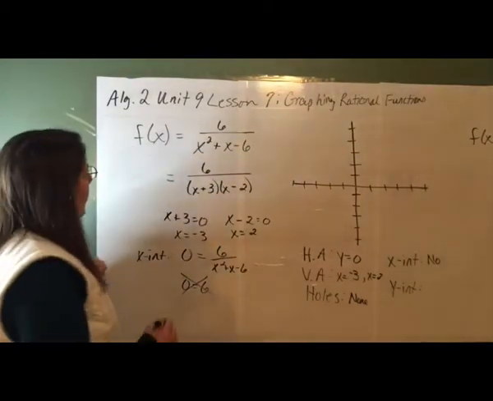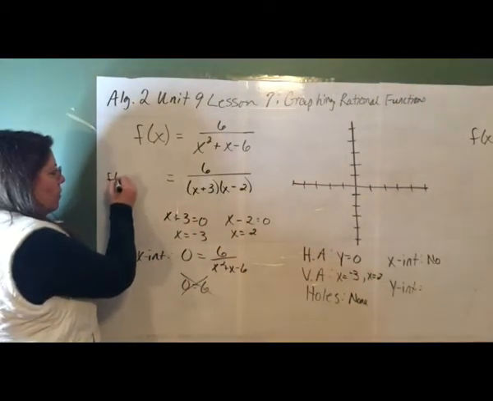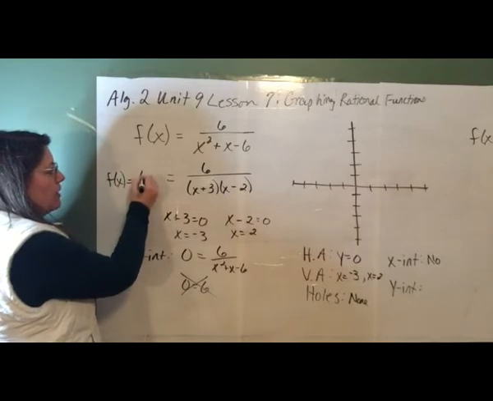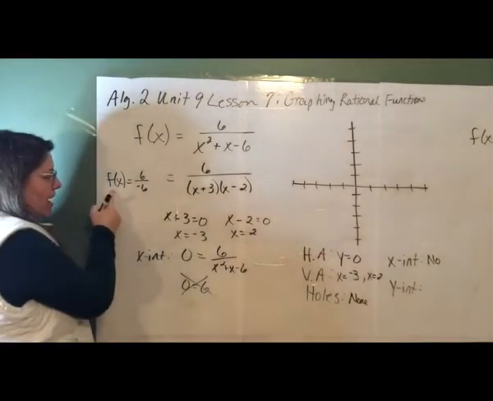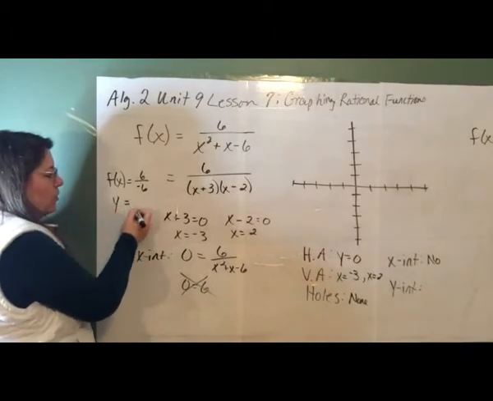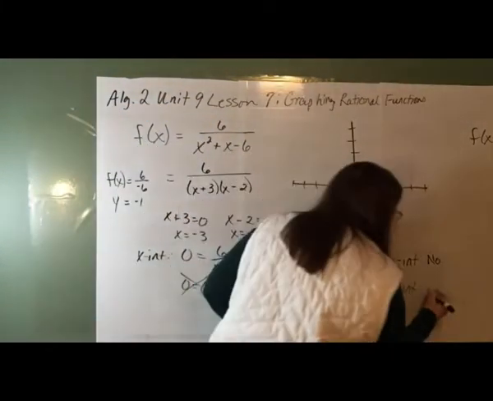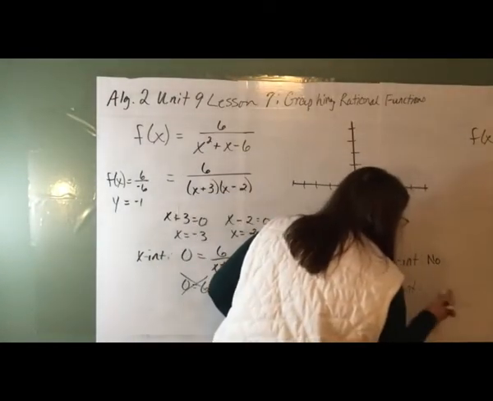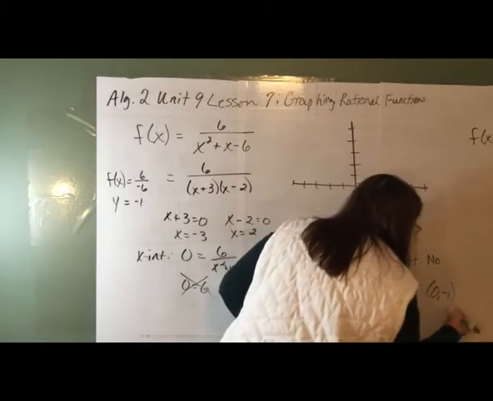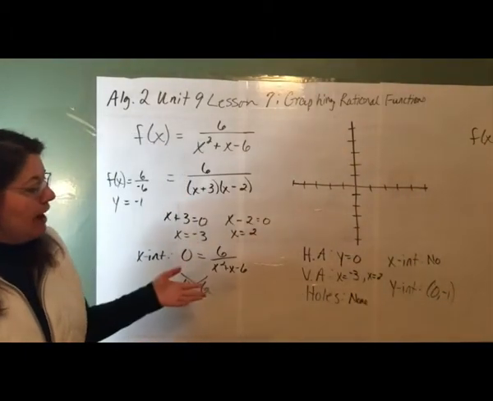So when we do that, I'll just stick it right here. F of x, or y, equals 6 over 0 plus 0 minus 6, which is negative 6. So f of x, or y, equals negative 1. So our y-intercept is negative 1, and that would be an ordered pair, 0, negative 1.